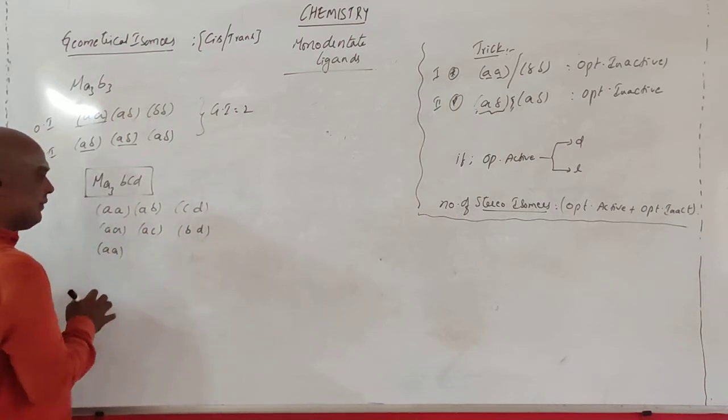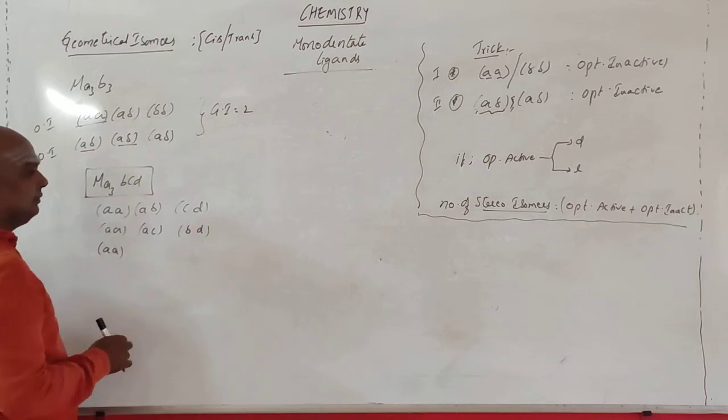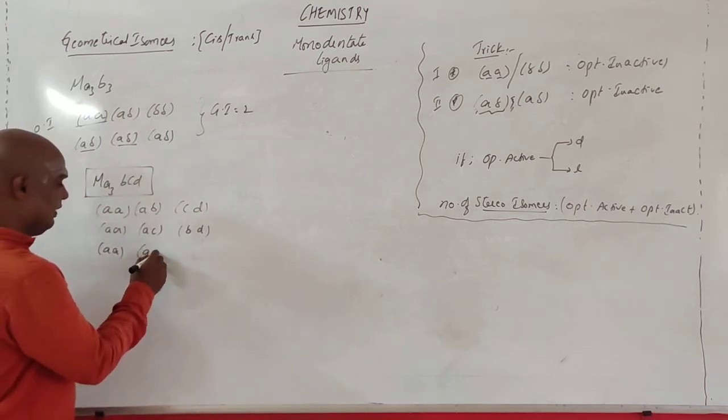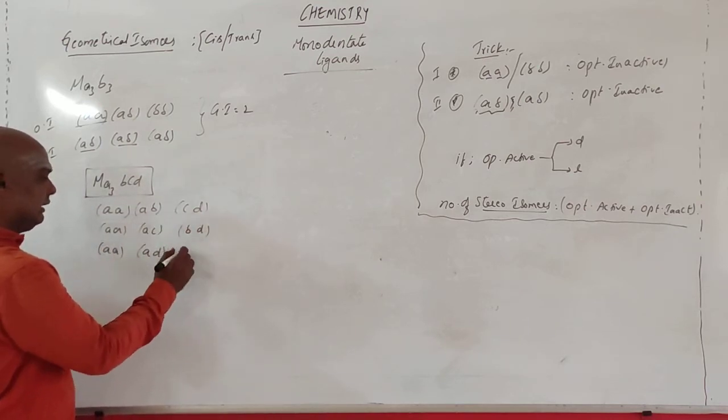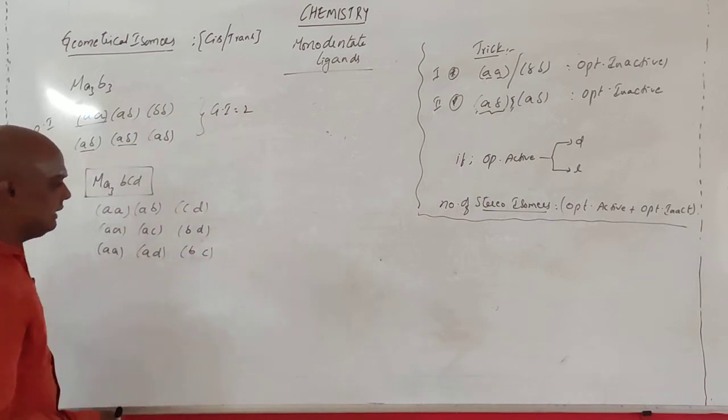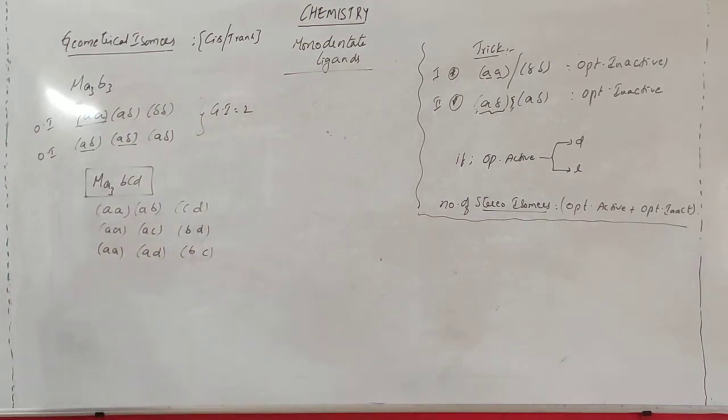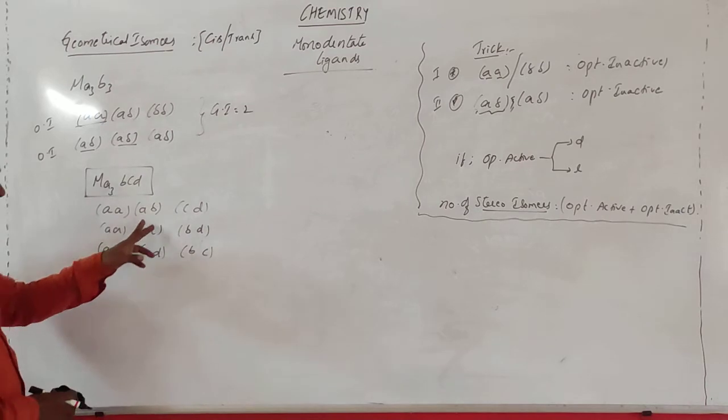Again you take this one A. You go for A with B. Okay? A with B, B with C. Clear? Next, these two finishes.